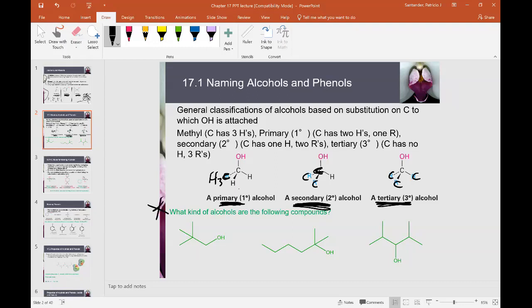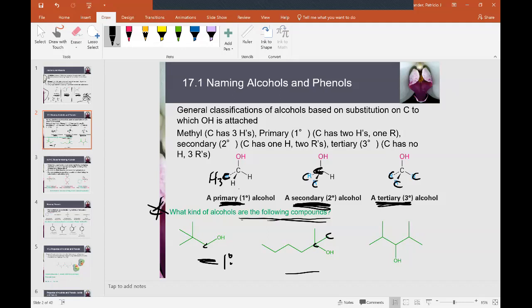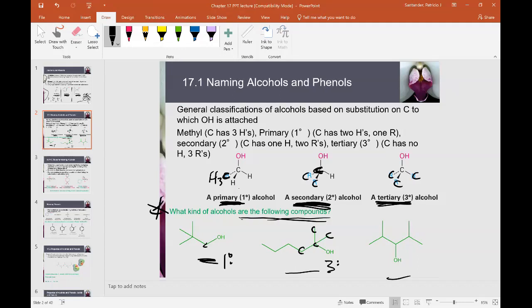So here I have a question for you. What kind of alcohols are the following compounds? So this first one here, because the OH is on a carbon atom that is attached to only one carbon atom, that will be primary. The second one, the carbon atom that is attached to the OH is attached to three other carbon atoms. So this will be a tertiary alcohol. And then this one here, the last one, the OH is attached to a carbon that in turn is attached to two other carbon atoms. So this will be a secondary alcohol.